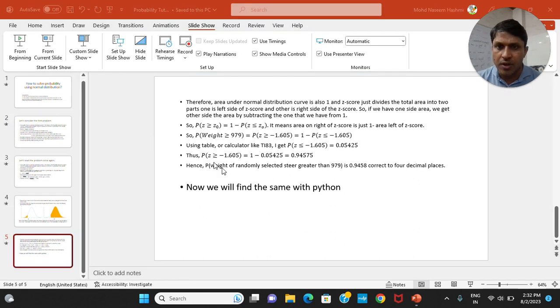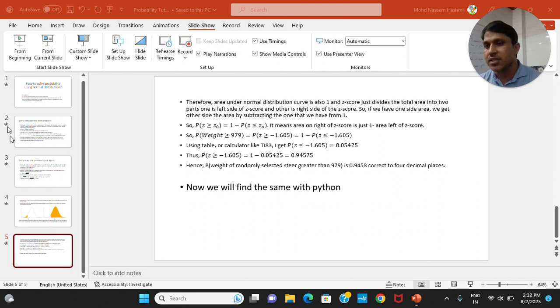So the probability that the weight of a randomly selected steer is greater than 979 is 0.9458, correct to 4 decimal places. Okay. Now we have calculated it manually. In the next step, I will calculate this probability using Python.